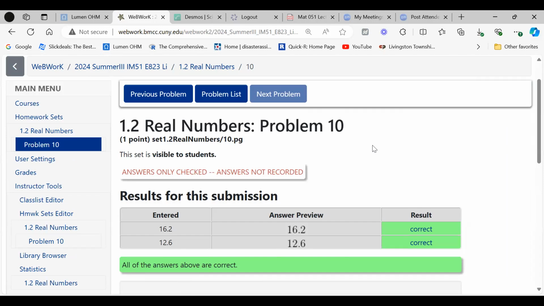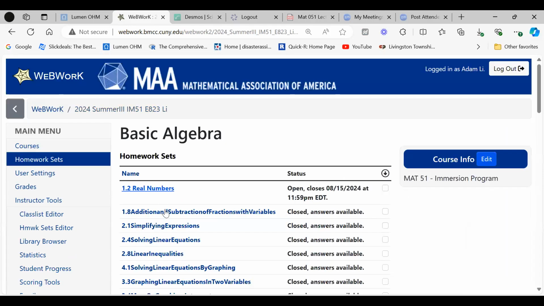So I will assign the rest of the homework assignments after we finish class today. I will upload them. So you're going to see all the assignments here, right? You're not going to see all of these yet, right? I will assign them as we progress.